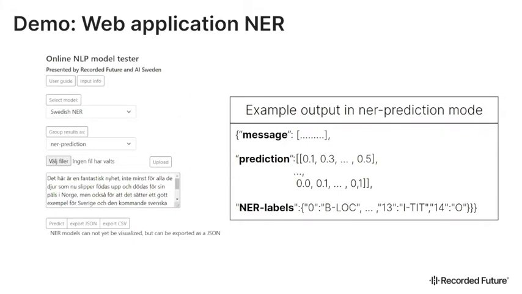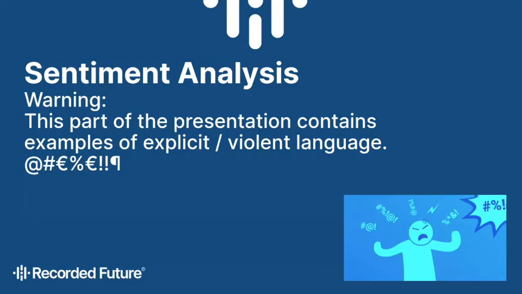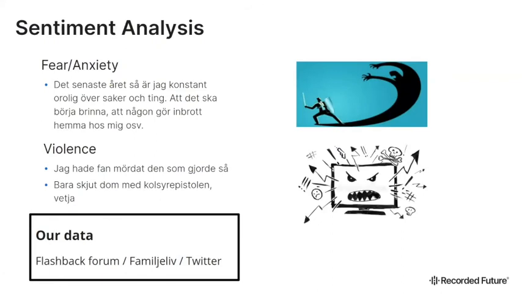Yes, the next part will be to talk about the sentiment analysis. As you can see here, we have a warning about some explicit language, and we don't really have a lot of examples in the slides, but our annotators certainly had to go through quite a bit of vile language while annotating this. The reason behind that is that we've steered away from the usual positive and negative sentiments that you usually think of when thinking sentiment analysis, and instead focused on the sentiments of fear and violence. And they're pretty self-explanatory.